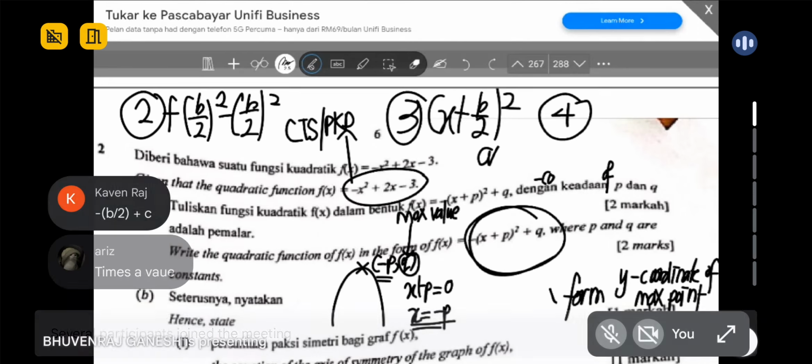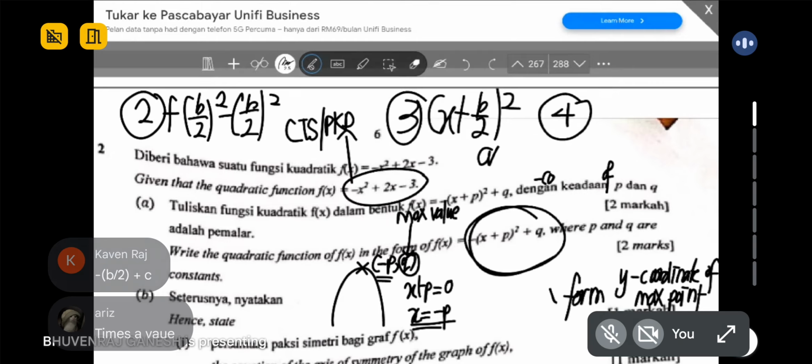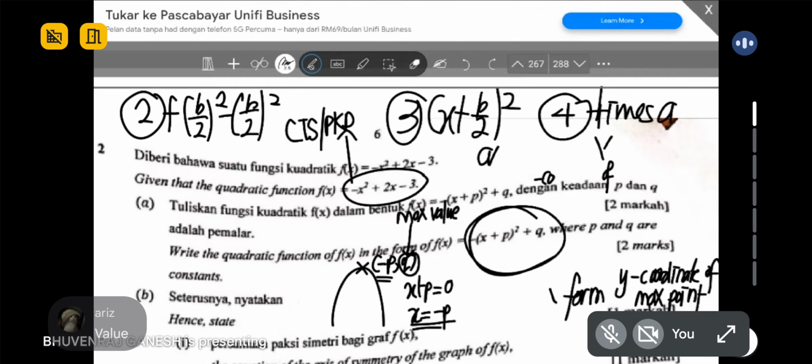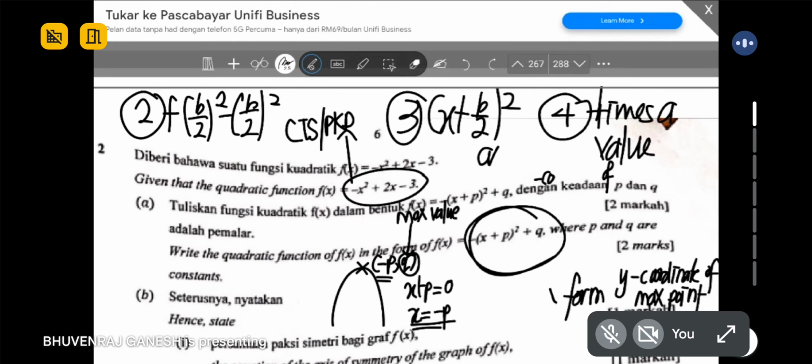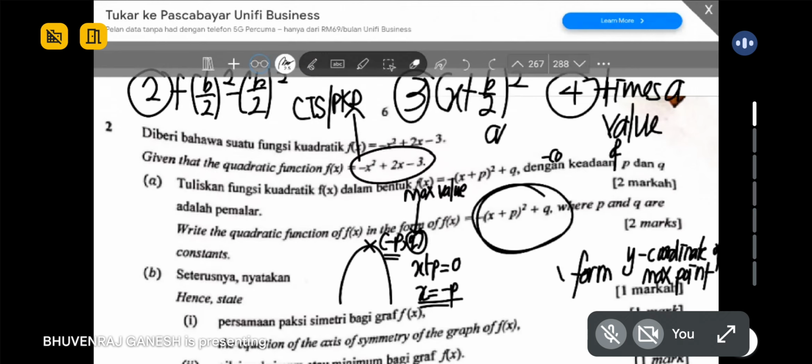Remember just now you factorize out negative, right, guys? Yes, correct. You times the A value, guys. Kamu darab masuk nilai A tadi. Because just now you factorize negative kan? So sekarang kamu darab negatif masuk. You put it back inside the bracket. Means you expand, guys. Kembangkan.